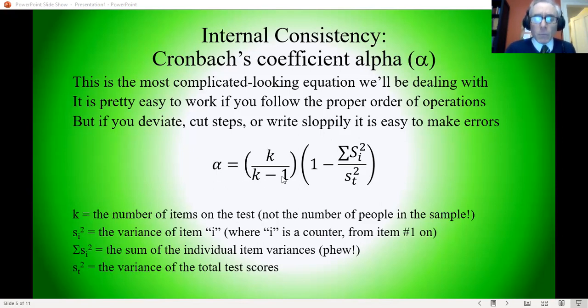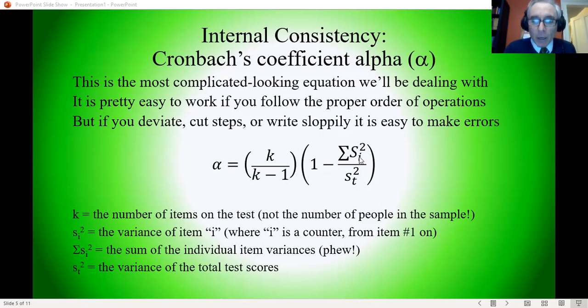The first little section here, k over k minus 1, well, k is simply the number of items on the test. There is an easy error to fall into here. You could think that it means something to do with the number of people who took the test, and it doesn't. If it's a 10-item scale, k is 10. I don't care whether 50 or 500 people took it. It makes a little adjustment happen. It's not a major driver of the results, but it has to be included. 1, of course, is the number 1. And we are subtracting from the number 1 this complicated looking thing.